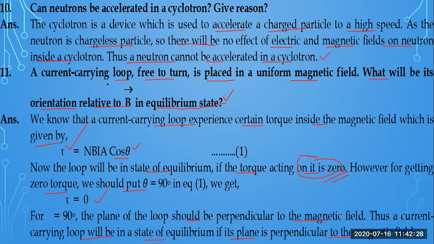The next one is a current carrying loop free to turn placed inside a uniform magnetic field. What will be its orientation relative to B of the magnetic field in equilibrium state? In equilibrium state, this is the most important thing to remember and understand. So this will be the value of the angle: if the plane of the loop is making an angle of 90 degrees with the magnetic field, there will be no force acting.